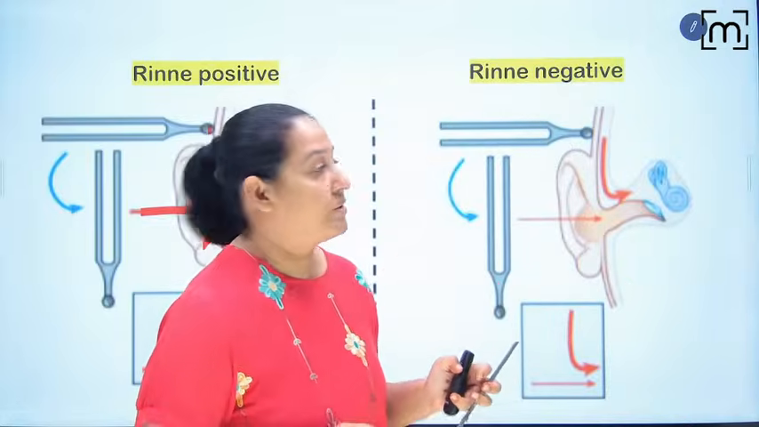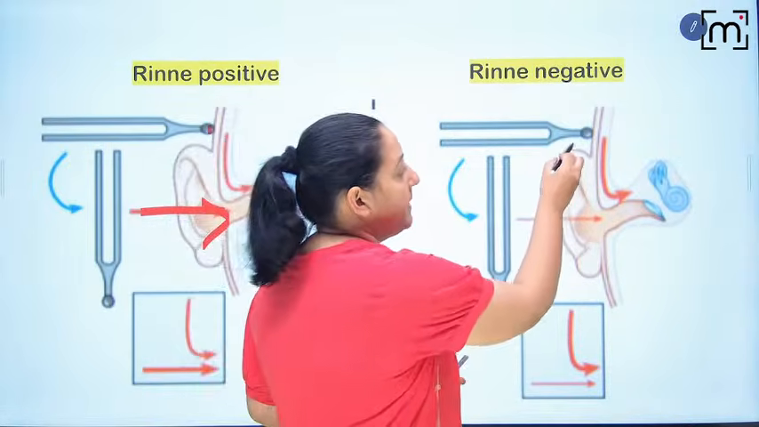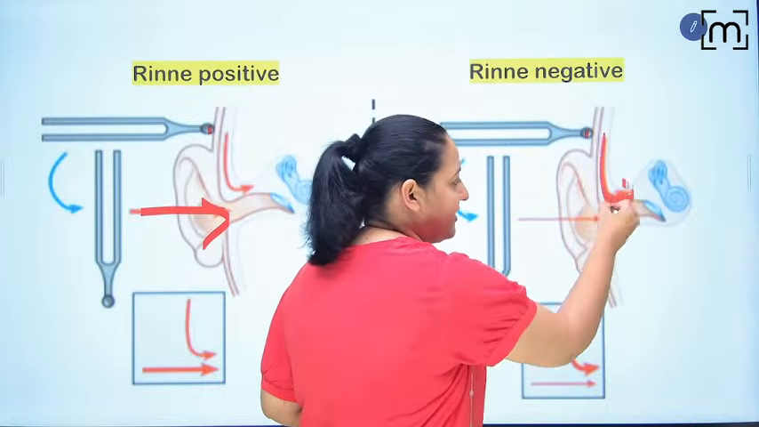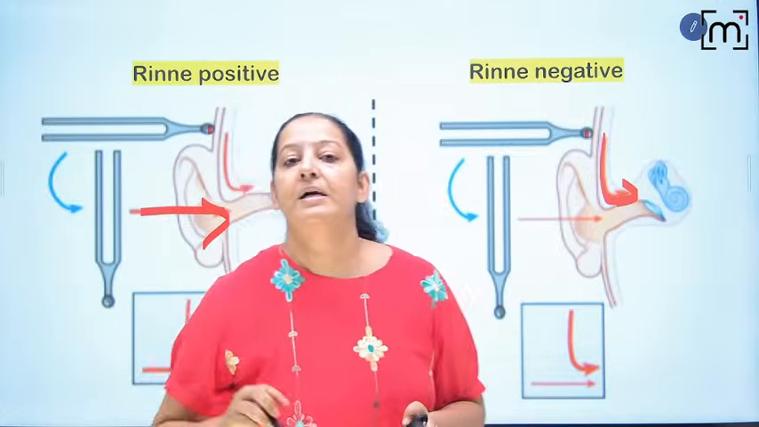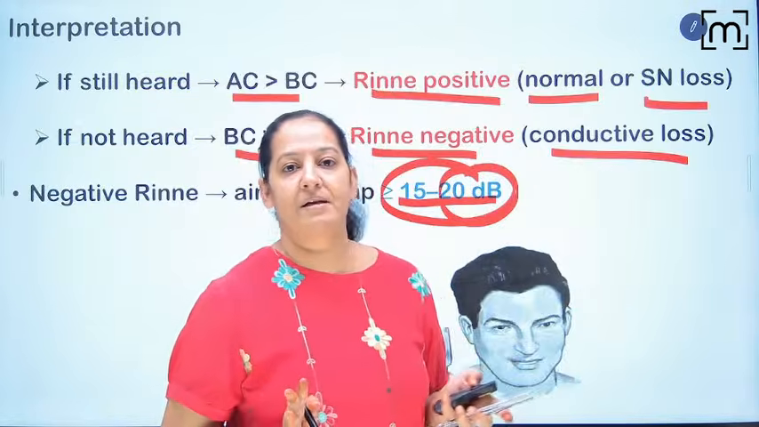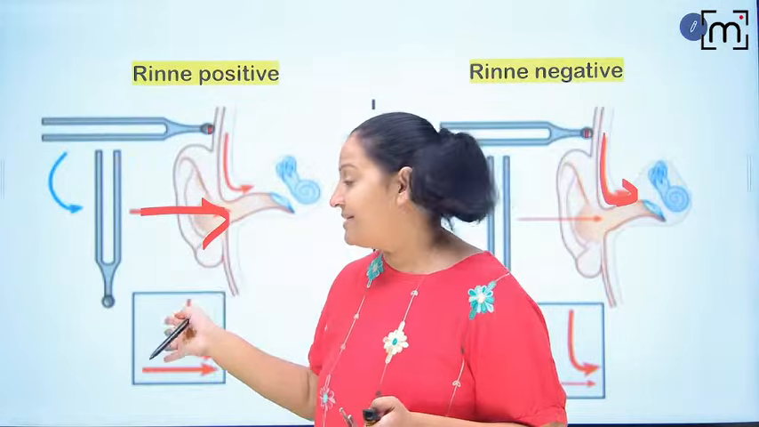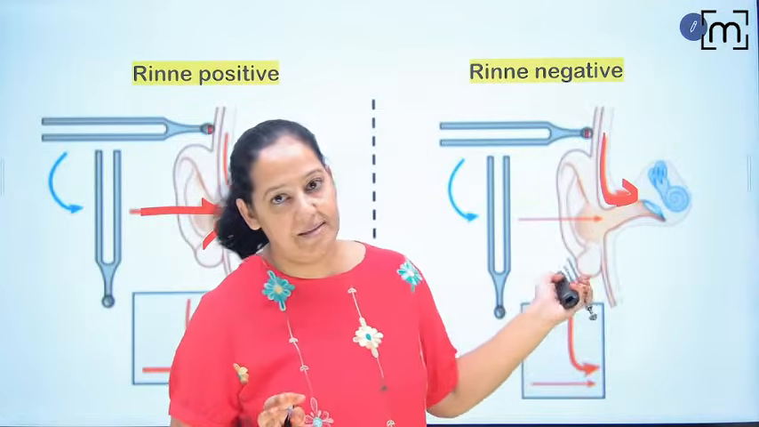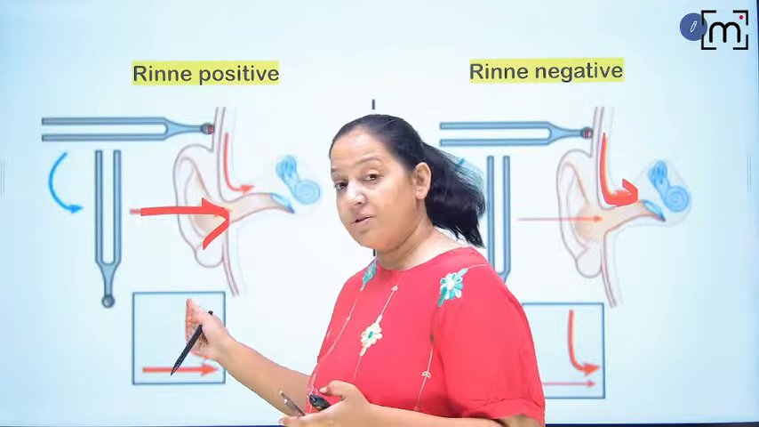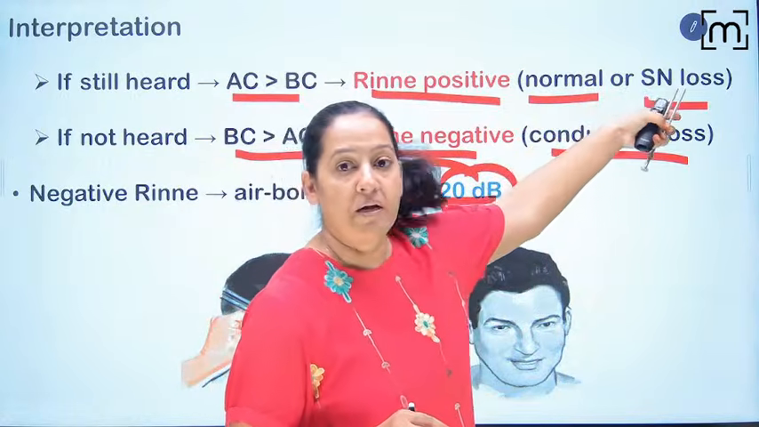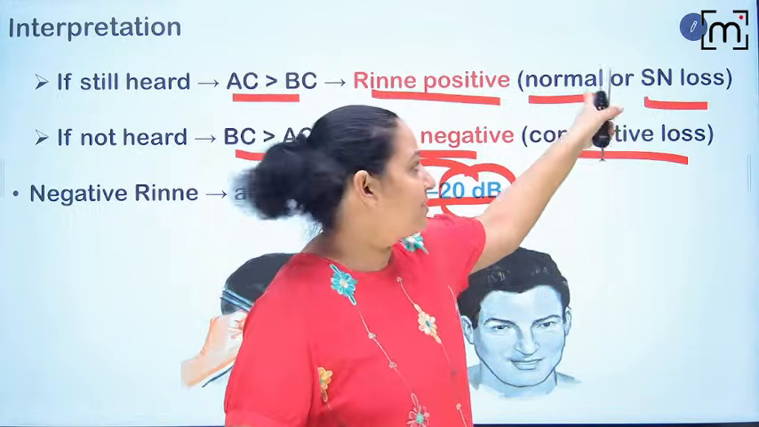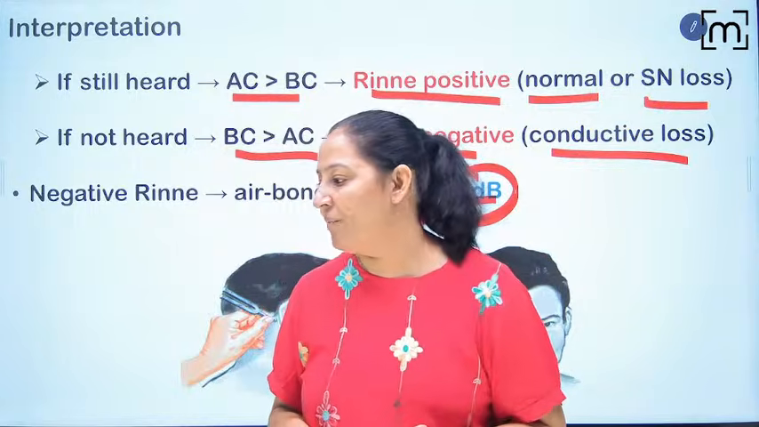And normally also. And this one is negative Rinne. Here BC is greater than AC. It is seen in conductive deafness. So this is sensory neural deafness as well as normal, and this is conductive deafness. Based on Rinne, we can't differentiate whether it is sensory neural or normal. But if the patient is complaining of deafness, it's not normal. Obviously, it's sensory neural. How many of you got it?